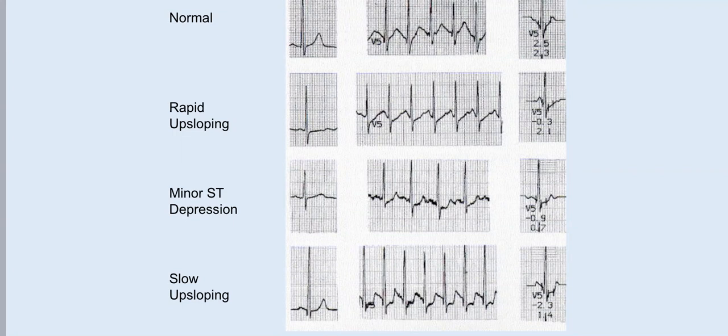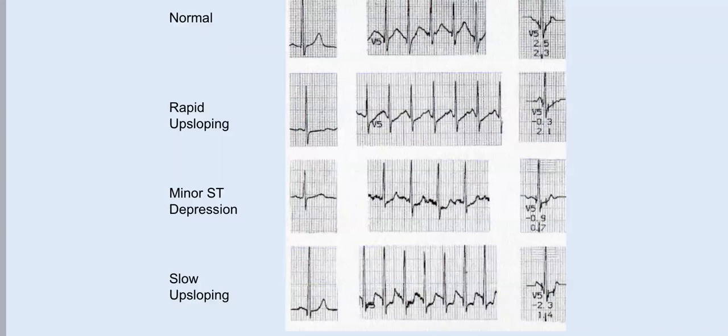The one at the bottom is called the slow upsloping, and I'm not going to define exactly what is meant by rapid and slow upsloping, but it's more of quantification. You have to quantify it. All of these are kind of controversial.